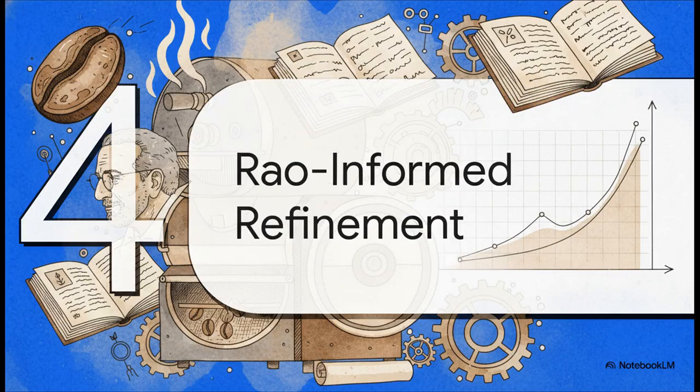Okay, so that's our first pass, but what if we want to get even smarter about it? Let's bring in some big gun theory. Now we're going to talk about the Rao-informed refinement. We're going to see how we can build on our first curve by baking in some of the core ideas from, you guessed it, Scott Rao.